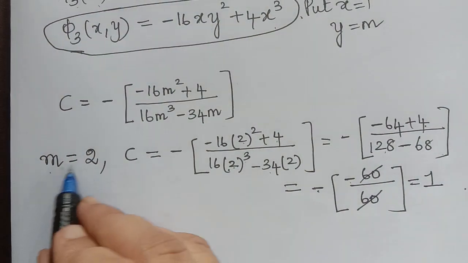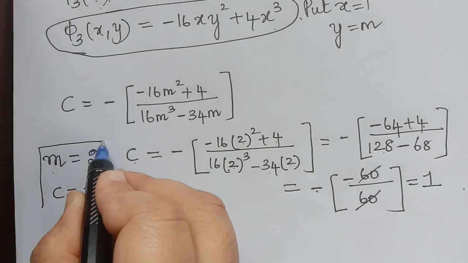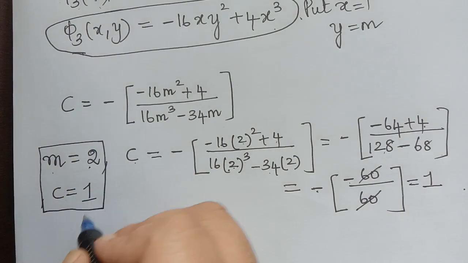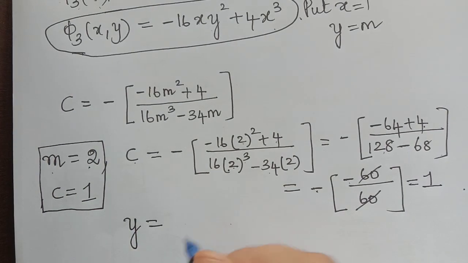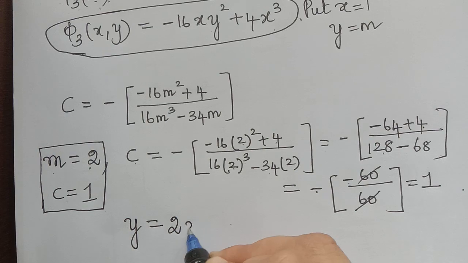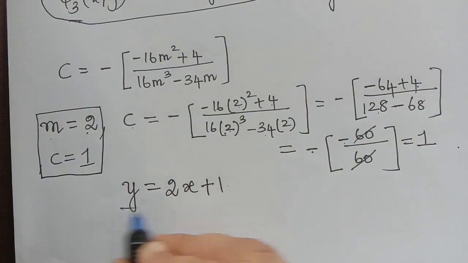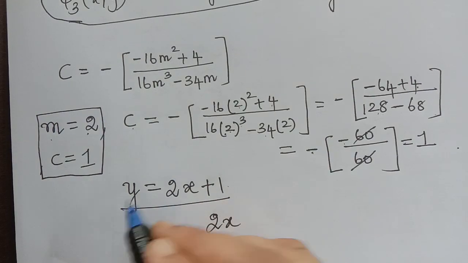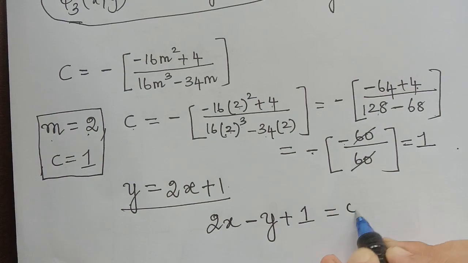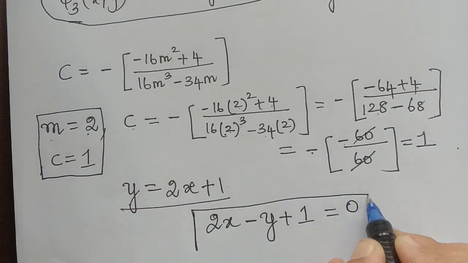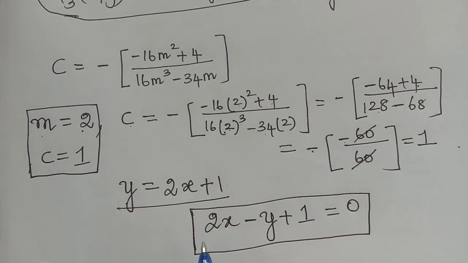So, therefore, when m is equal to 2, the value of c is equal to 1. So this we have obtained. For this, what will be the equation? y is equal to mx plus c. So it is 2x plus 1. And so the corresponding asymptote will be, bringing this y to the other side, 2x minus y plus 1 is equal to 0. So this is the first equation of the asymptote. Similarly, we shall find the other three equations.